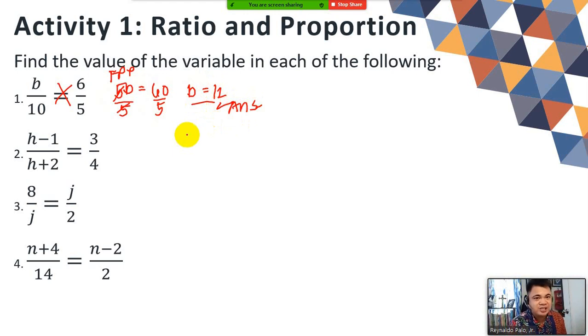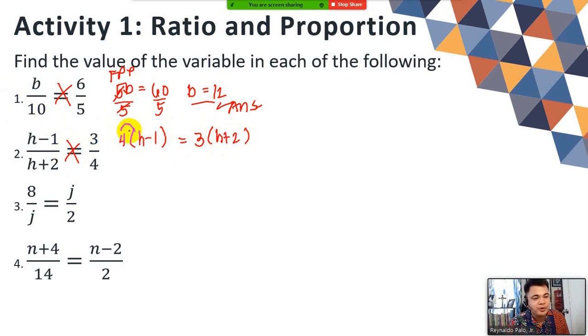Now, let's have number 2. (h − 1)/(h + 2) = 3/4. Right, so let's cross multiply. First thing is we have h minus 1 times 4. It is now 4 times (h − 1) equals 3 times (h + 2).